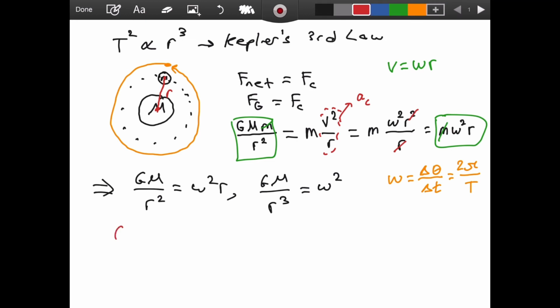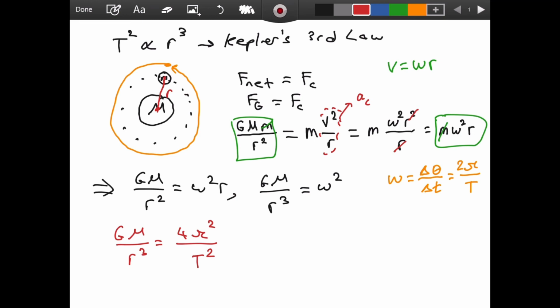So, we have GM divided by r cubed. Now for omega squared, we have 2 pi divided by T squared, right? So I am just going to write it as 4 pi squared divided by T squared. All right, I just substituted 2 pi divided by T for omega, and then I squared it to get 4 pi squared divided by T squared.